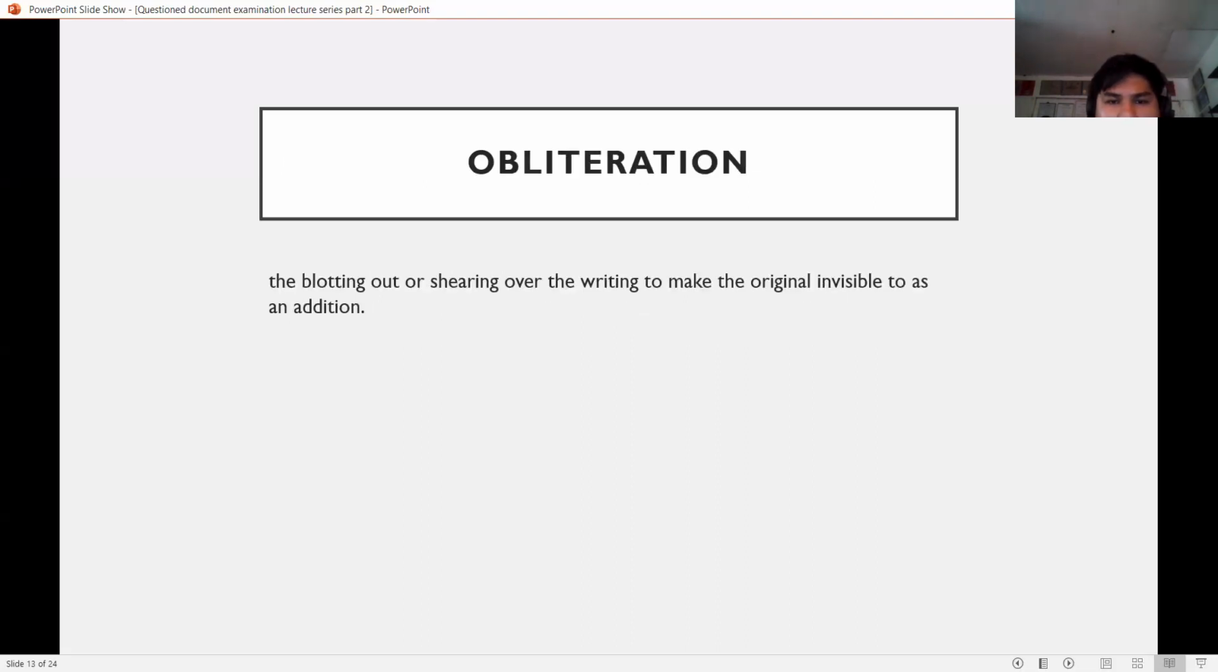Next, obliteration. Obliteration is the blotting out or shearing over the writing to make the original invisible, as an addition. So blotting out, para makover tong original writing to make it invisible. To make it obscure, to wipe out, to destroy. That's obliteration. To wipe out, so as to make the original invisible.